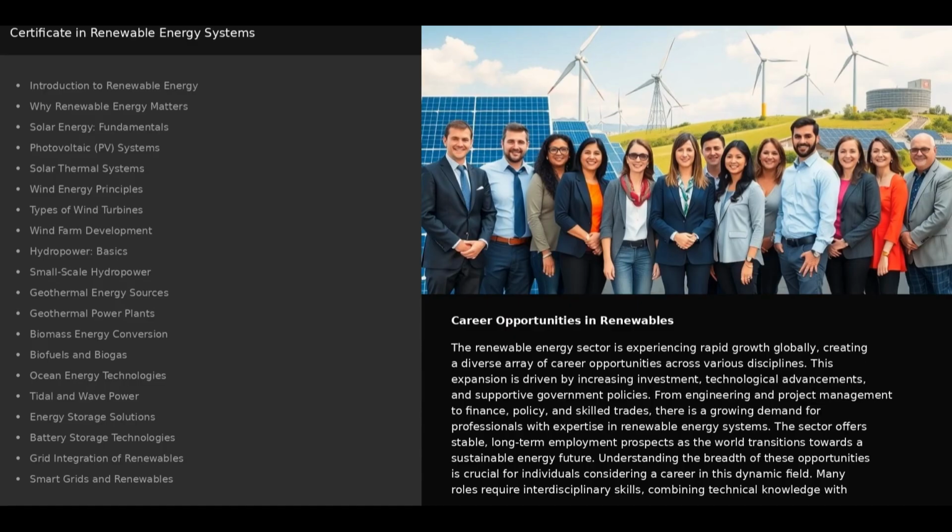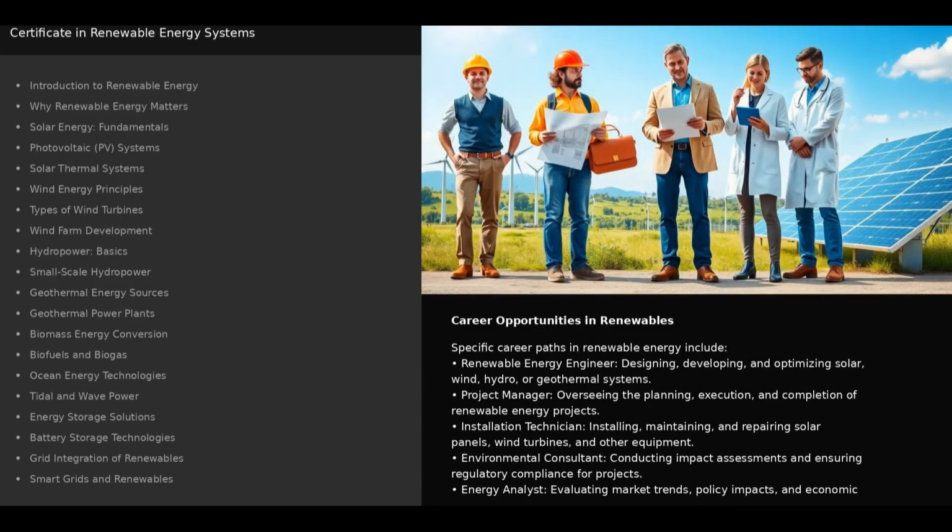Understanding the breadth of these opportunities is crucial for individuals considering a career in this dynamic field. Many roles require interdisciplinary skills, combining technical knowledge with business acumen and environmental awareness. Specific career paths in renewable energy include renewable energy engineer, designing, developing, and optimizing solar, wind, hydro, or geothermal systems.